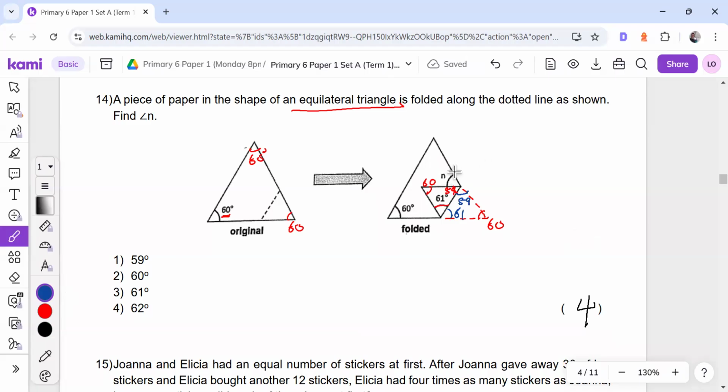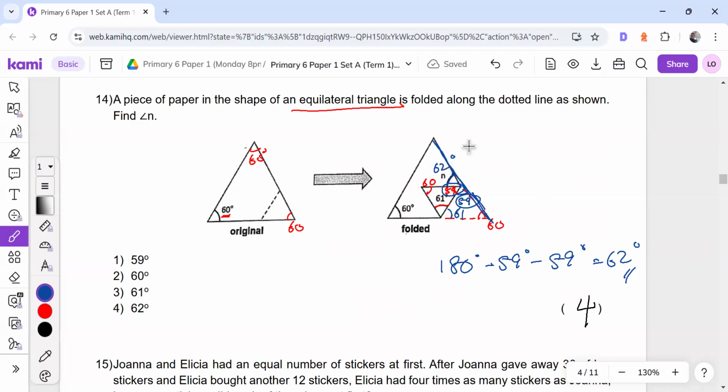And then can you find angle N already? Yes, you can find because straight line. Angle on the straight line is 180, right? So 180 minus 59 minus 59. And that's how you get your answer. What answer? 62 degrees, right? So your angle N is 62 degrees.